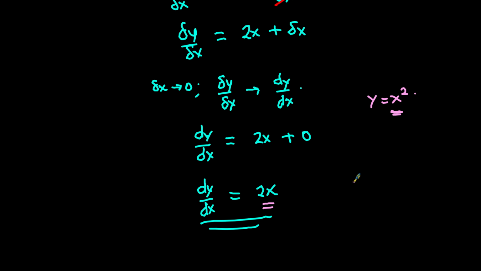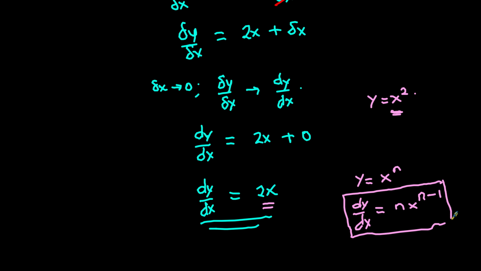Now in general, if you are given y is equal to x to the power of n, the derivative dy by dx will be equivalent to, we multiply by the power, which is n, of that quantity, and we reduce that power by 1, as has been shown from this example. So what we have here is the power rule we are going to look at.